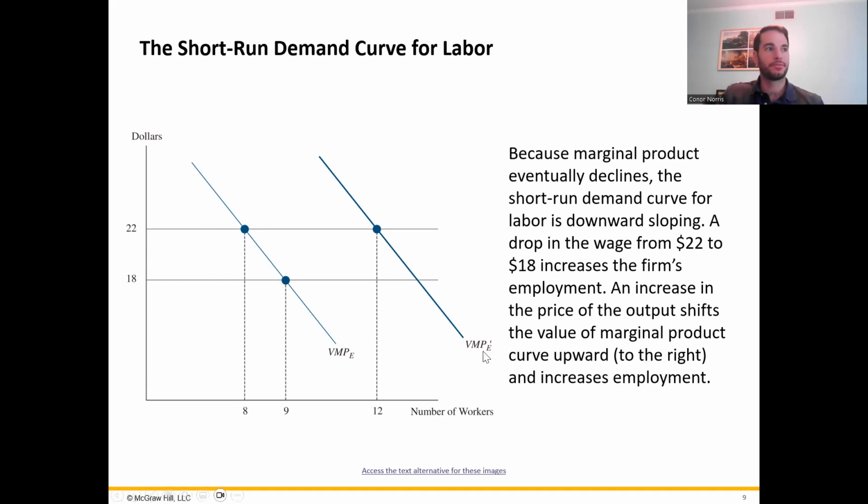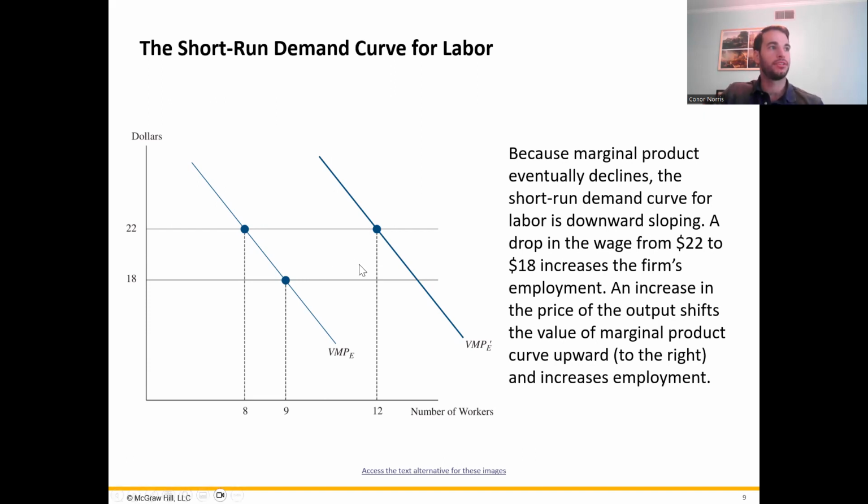Now, the second curve here, the value of marginal product curve prime, or whatever you want to use to describe that tick, shows what happens if the price of the good increases. So now at each level of workers, the value that they're producing for the firm is higher because the firm is able to get a higher price for the goods that they're selling. So when the price of a good increases, that's going to shift the curve out and to the right. If the price fell from this original curve here, it would shift the curve inward because the firm is now making less money for each additional worker and each unit sold.